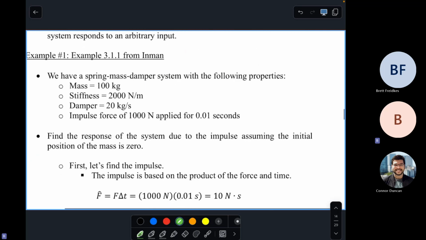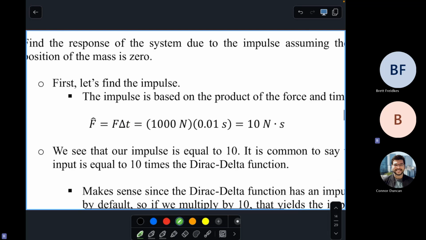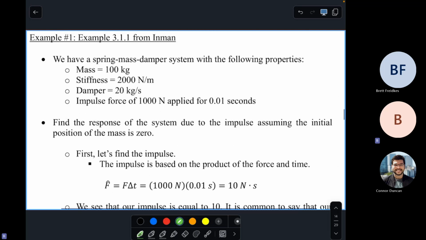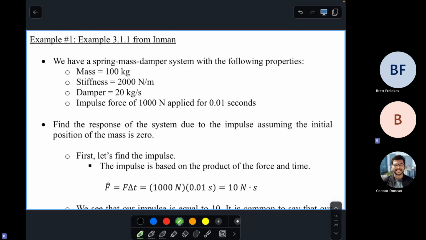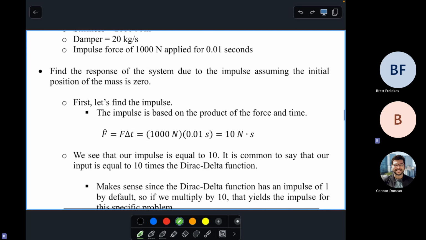So we do some examples here where I gave you what the properties were. I said an impulse force of 1,000 newtons applied for 0.01 seconds. And again, units are your friend. So this is in newtons. This is in seconds. Neither of these things is the impulse, because the impulse has units of newton-seconds. It's the product of the two. So we find the product.